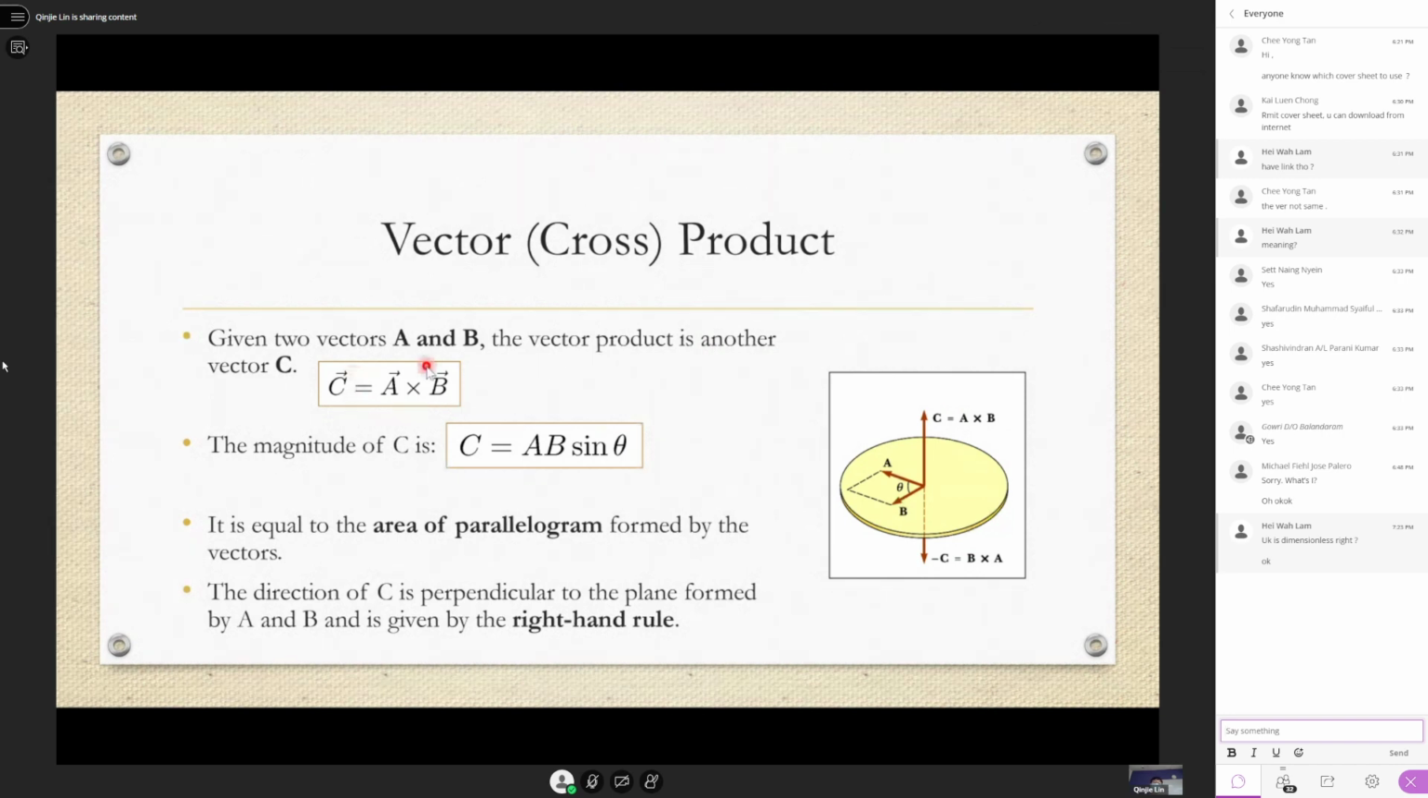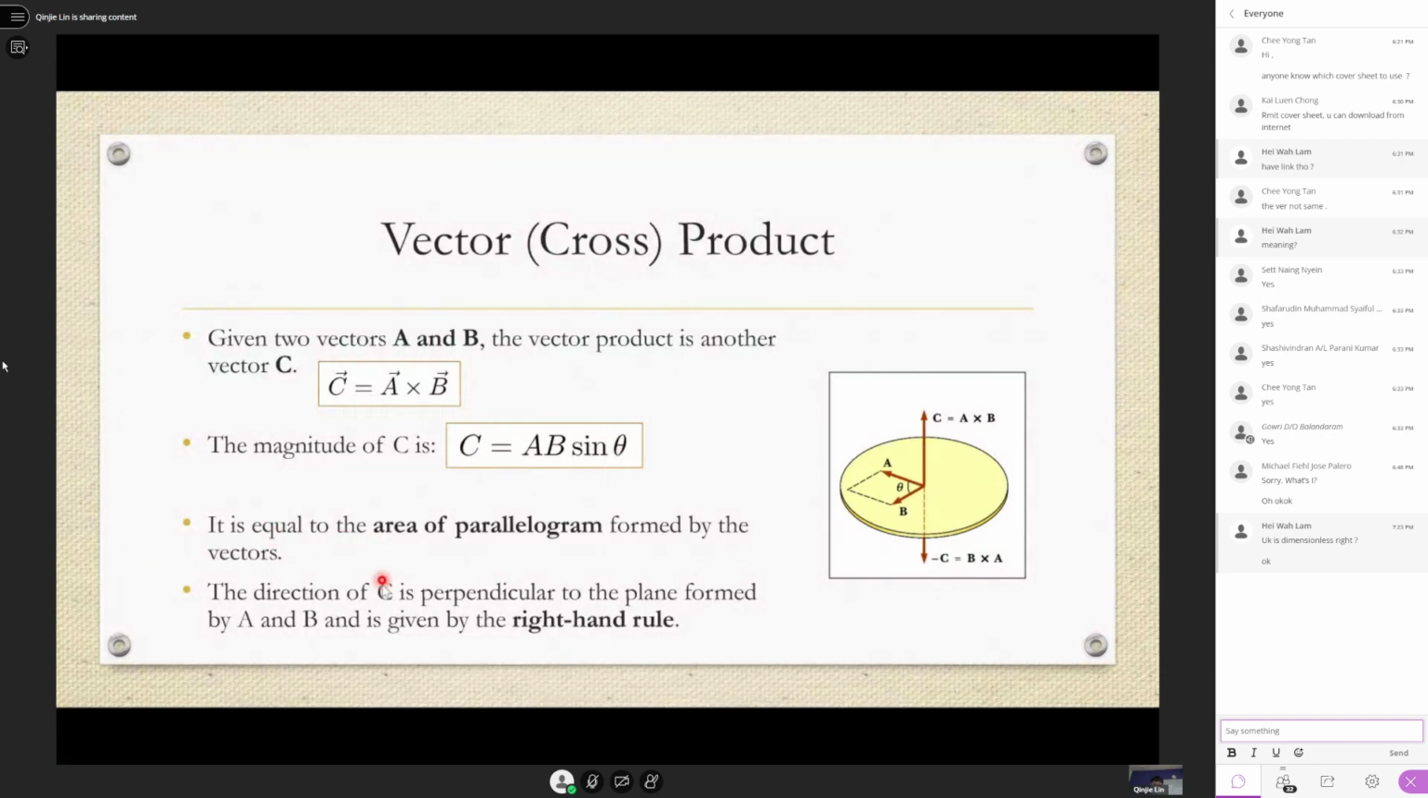Given two vectors A and B, the vector product is a vector C. So for the cross product, you write it something like that: C equals A cross B. And then for the cross product, the magnitude is AB sine theta. Remember your dot product is cosine. Cross product, it is sine.